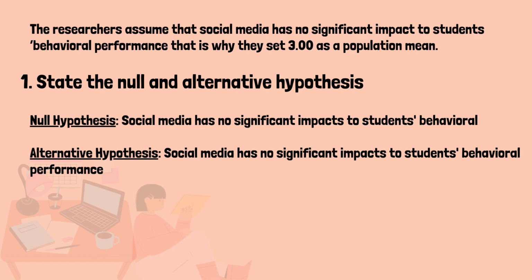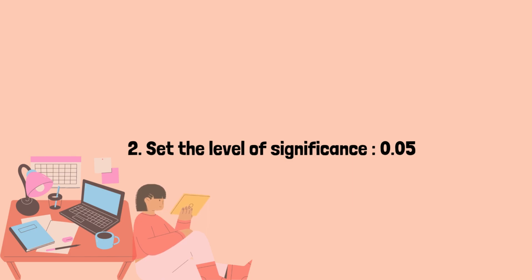So the first step is we have to state the null and alternative hypotheses. So as we can see, we have here the null hypothesis, so that is social media has no significant impacts to students' behavioral performance. Ayan, nagkulang tayo ng performance. Meanwhile, for the alternative hypothesis, social media has significant impacts to students' behavioral performance. So, disregard natin yung no na word sa alternative hypothesis. Typographical error lang.